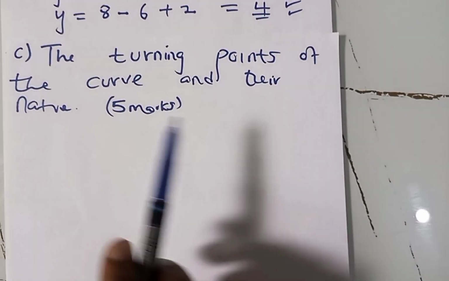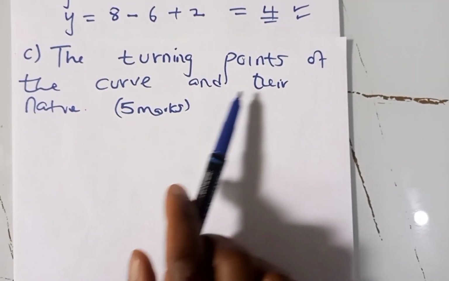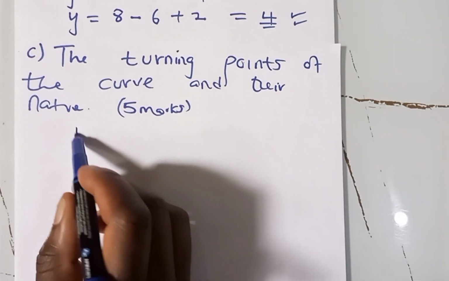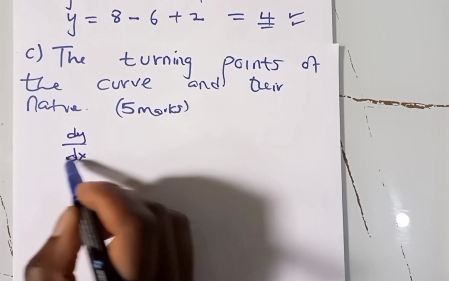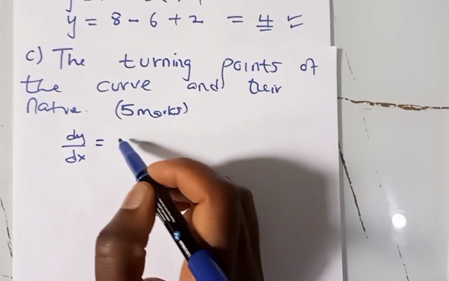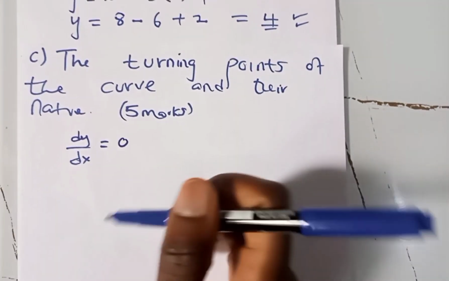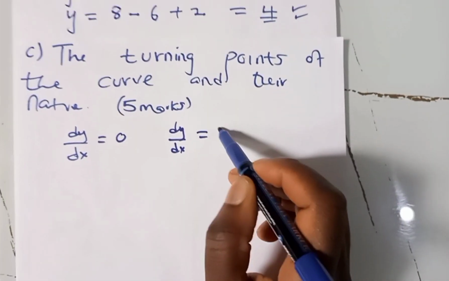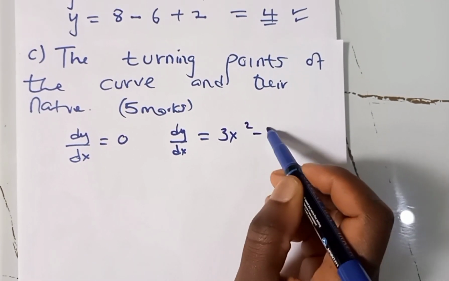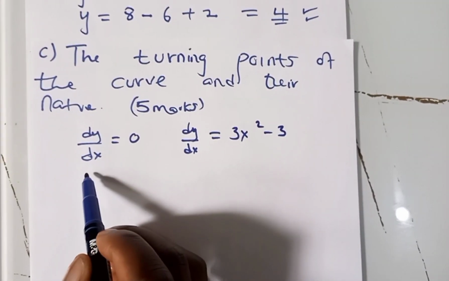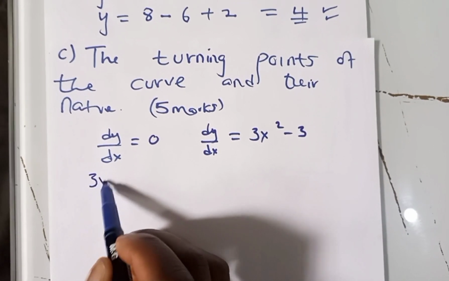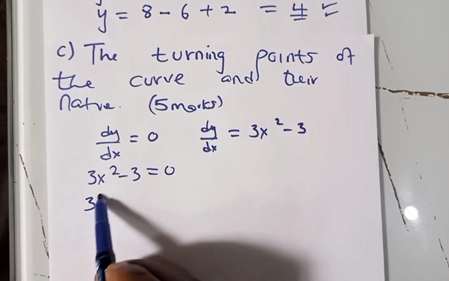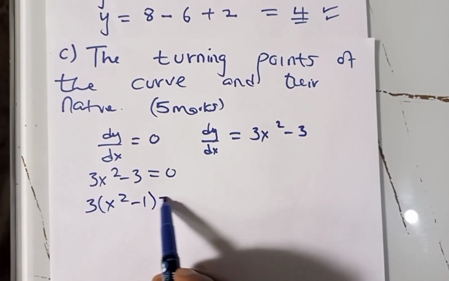Then we move on to part C, the turning point of the curve and their nature. So at turning point, we normally say the gradient of a curve is equal to 0. And therefore, we had differentiated earlier. We now use that differential function, which we said is 3x squared minus 3. So then we equate that to 0, and then we solve for the value of x. And if there are 2, we get the value of y that corresponds to each value of x.